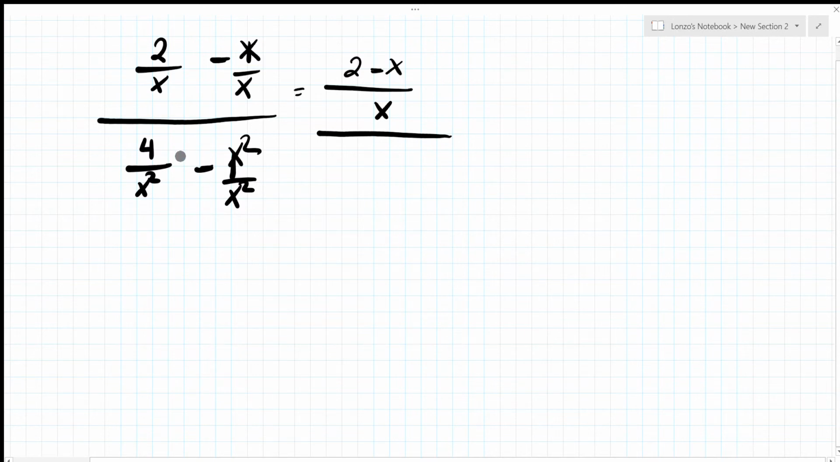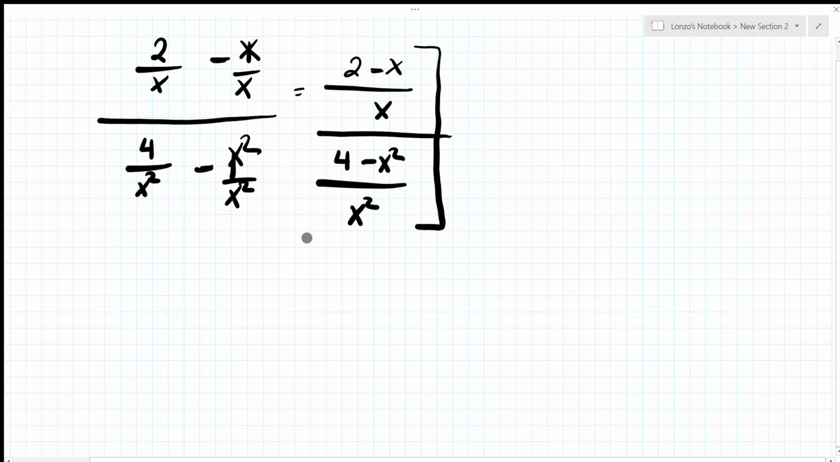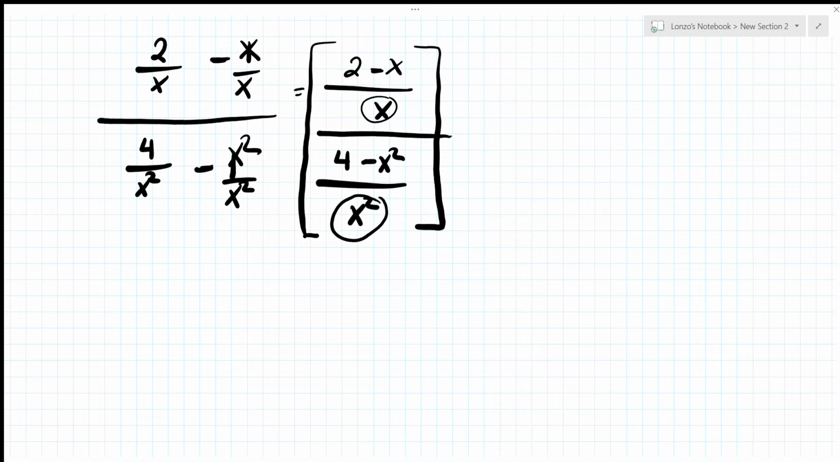So we can subtract this fraction, so it's going to be 4 minus x squared divided by x squared. Now we have a compound fraction. So I'm going to do the bracket way. Now let's look at our factors. We have an x here, and we have an x squared here. What is my GCF, or greatest common factor? My GCF is going to be x squared, right?